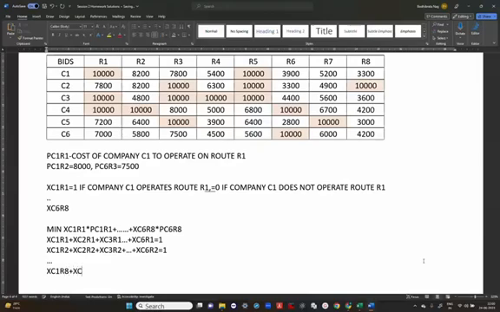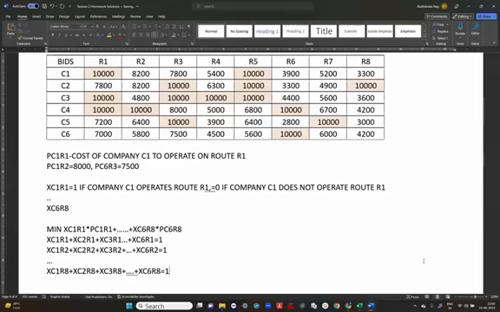and the last one will be XC1R8 plus XC2R8 plus XC3R8 plus XC6R8 will have to be equal to 1. So that ensures that each route is being operated by only one company.